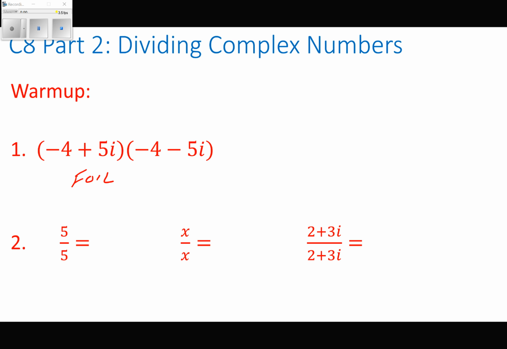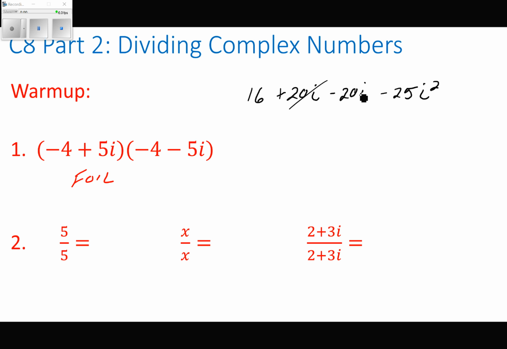So if I wanted to FOIL this first one, I could set this up. I'm going to do my first terms. So I'd have -4 times -4 to get a positive 16. -4 times 5i would be a negative 20i. And then I'd end up with negative 25i squared.